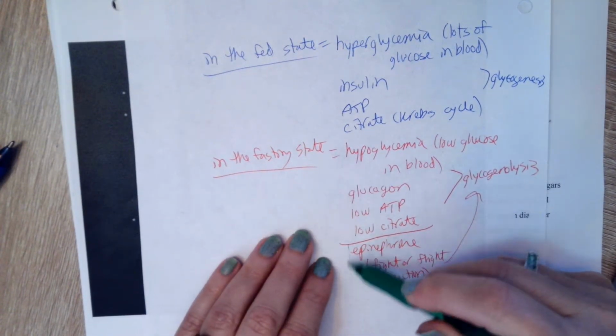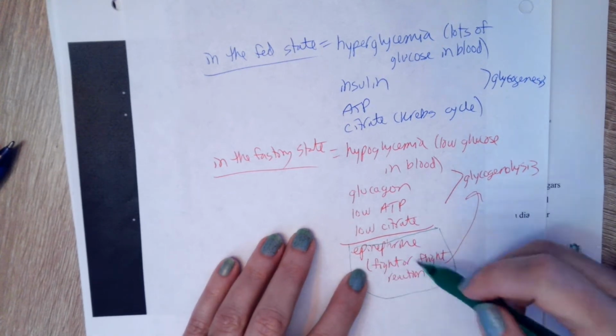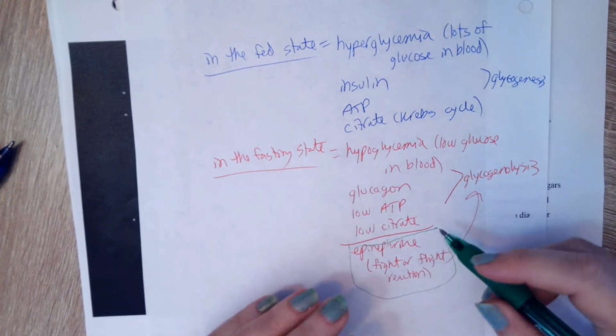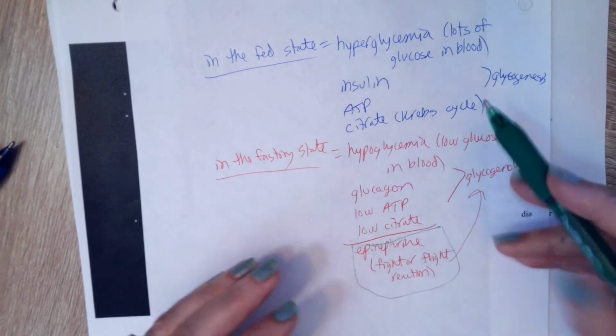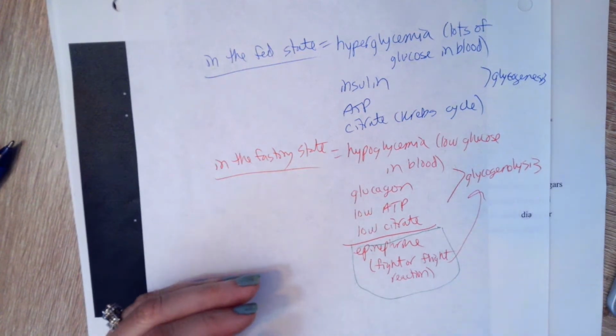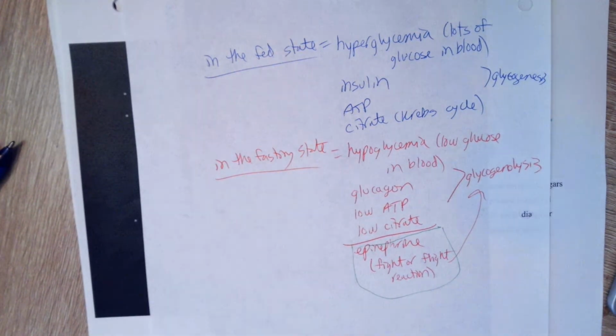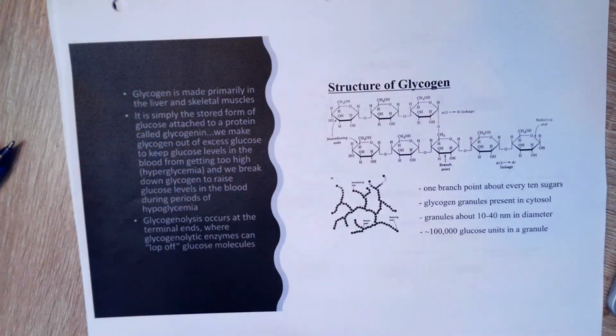Now, epinephrine, it's not part of the fasting state. Epinephrine is the fight or flight reaction, your adrenaline. So this could happen at any time, fed or not fed. But this also pushes you to glycogenolysis. And we'll see how and why. It has a lot to do with the enzymes, always the enzymes. Whatever the relative concentrations of enzymes are, that will determine which way a reaction is going to go.